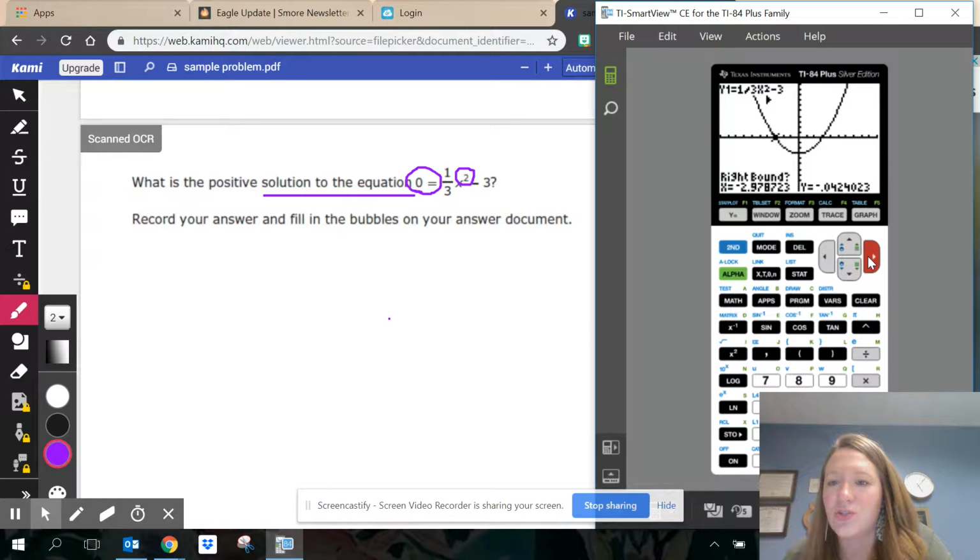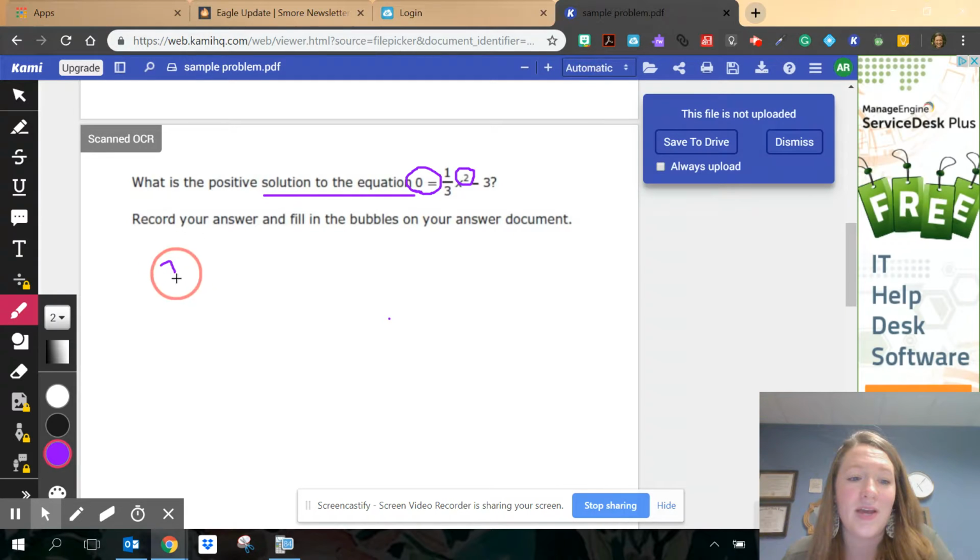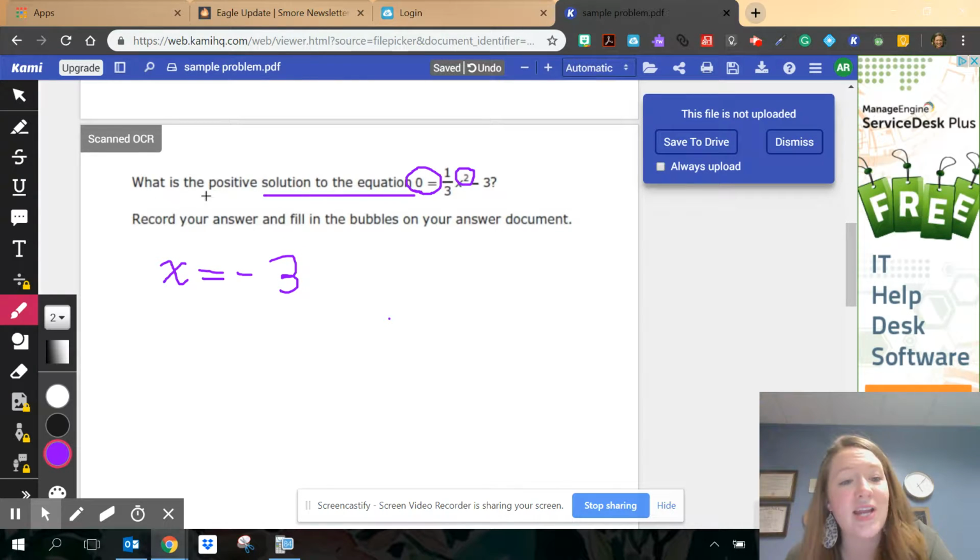Left bound, then I scroll to the right to go to the right of it. And then it says guess, where is my 0? I'm going to hover right where I think the 0 is so that I can get the most accurate response. And it tells me my 0 is when x is -3. That's perfect, okay? When x is -3, that's one of my solutions. However, the question asks me for a positive solution. Is this a positive solution?